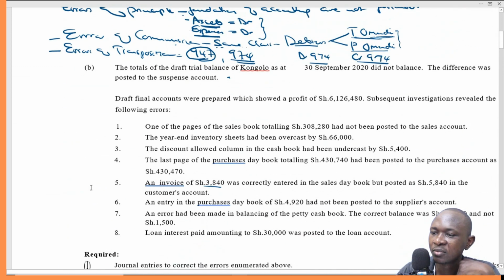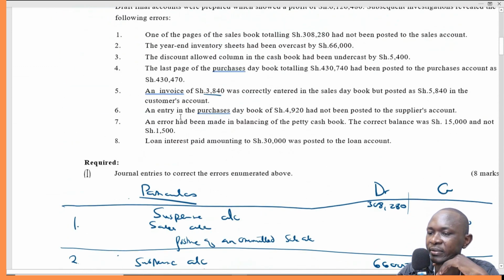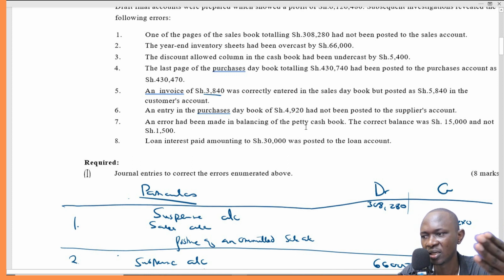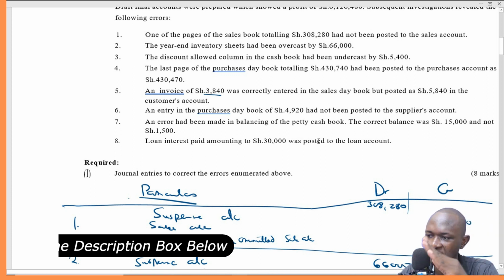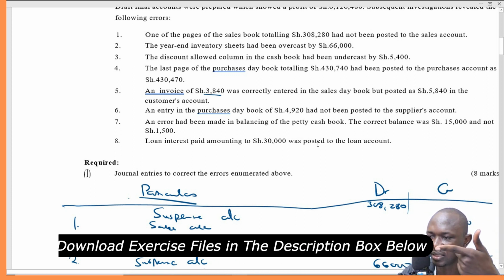So then, let's move to number 6. An entry in the purchases daybook for 920 had not been posted to the supplier's account. We simply post. Now the supplier is a creditor. He has sold goods to us on credit. Supplier is a creditor. Anything credit is on the credit side. This is a creditor on the credit side, so we are going to credit his account.